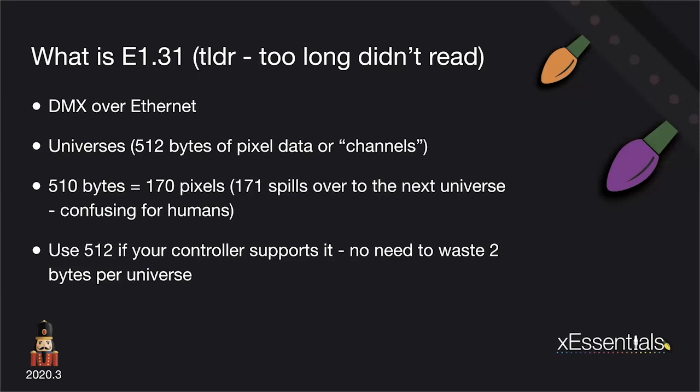Now, early controllers standardized on 510 bytes per universe, and this can trip you up a little bit. So the newer ones can handle 512, and the older ones were at 510. 510 is exactly 170 pixels. So there's 3 channels. So for pixel number 171, you'd have 2 bytes of data in the first universe, and then the next universe would pick up that last channel. So it's confusing for humans, but computers don't care. So if your controller supports 512, then there's no need to waste 2 bytes per universe.